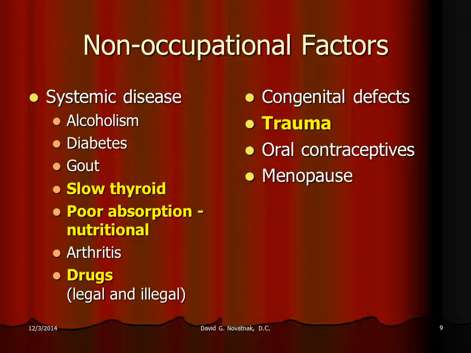Non-occupational factors are very important, and these are some of the most common things that I see in my office. The most common ones I have highlighted in yellow. But carpal tunnel can be caused by systemic diseases such as alcoholism, diabetes, and gout. Oftentimes, people with slow thyroid will have carpal tunnel problems. When we do a blood analysis on some stubborn carpal tunnel cases, we also see that there's a nutritional component. It may be that their diet is very poor or they have poor absorption. People with arthritis, such as rheumatoid arthritis, often have carpal tunnel type symptoms, and drugs also produce carpal tunnel problems.